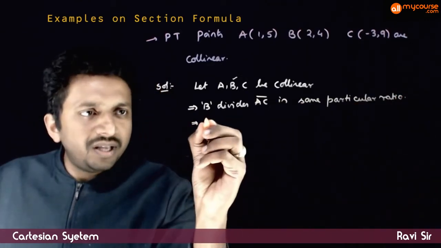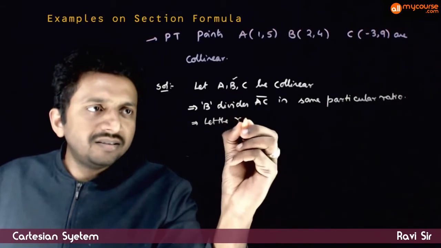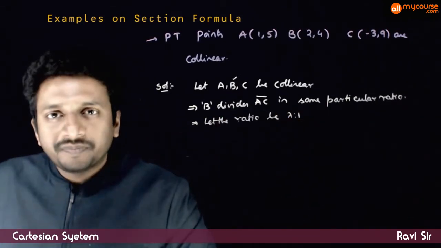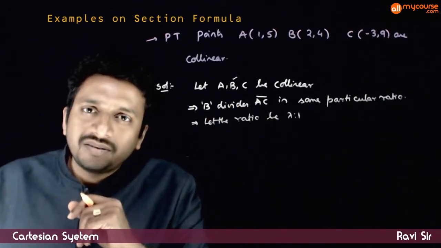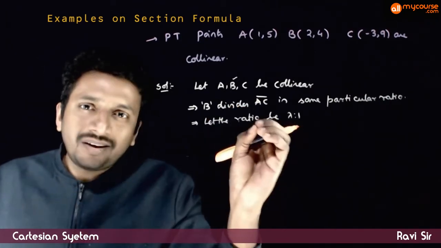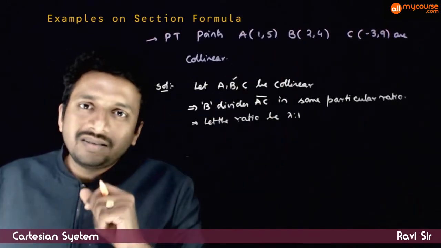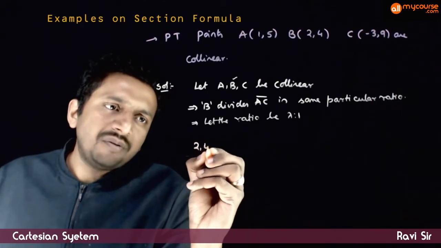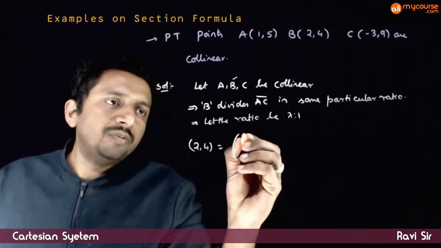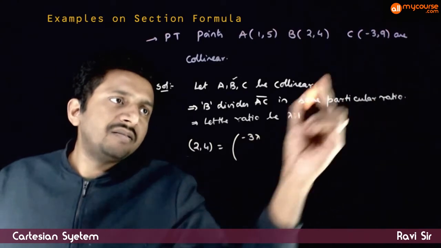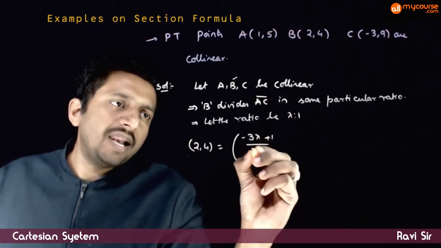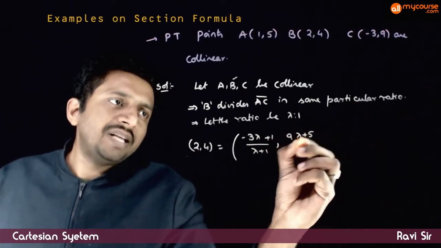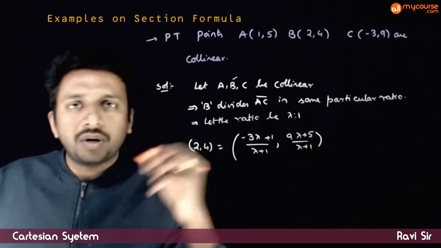So let the ratio be lambda is to 1. Now let us see whether an actual ratio exists such that B divides AC in that ratio. So (2, 4) has to be equal to (minus 3 lambda plus 1) by (lambda plus 1), (9 lambda plus 5) by (lambda plus 1).